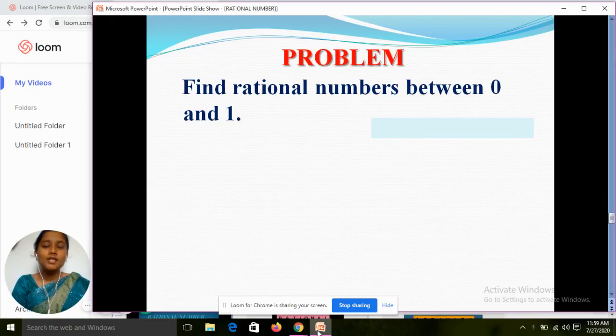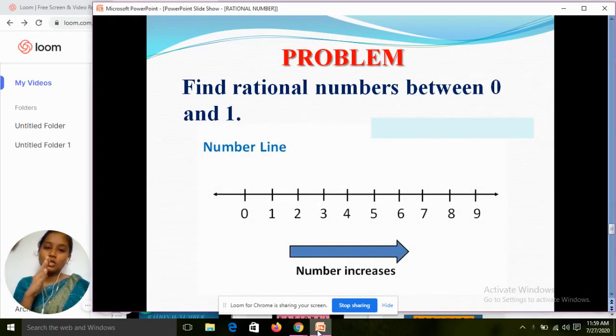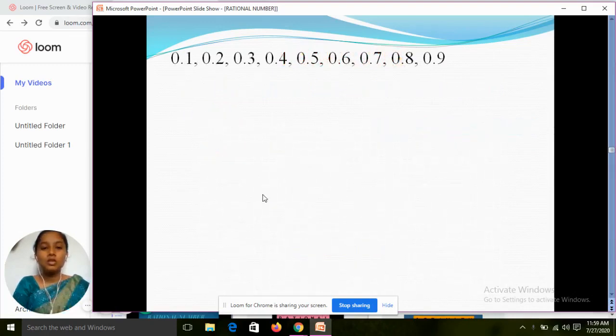Okay. Now, find rational numbers between 0 and 1. So now you recall the number line. As I've already told, on the right side of 0 we have positive integers, and on the left side of 0 we have negative integers. Now we find the rational numbers that lie between 0 and 1. So what are the decimals between 0 and 1? That is 0.1, 0.2, 0.3, and so on up to 0.9. So we have 9 decimals.